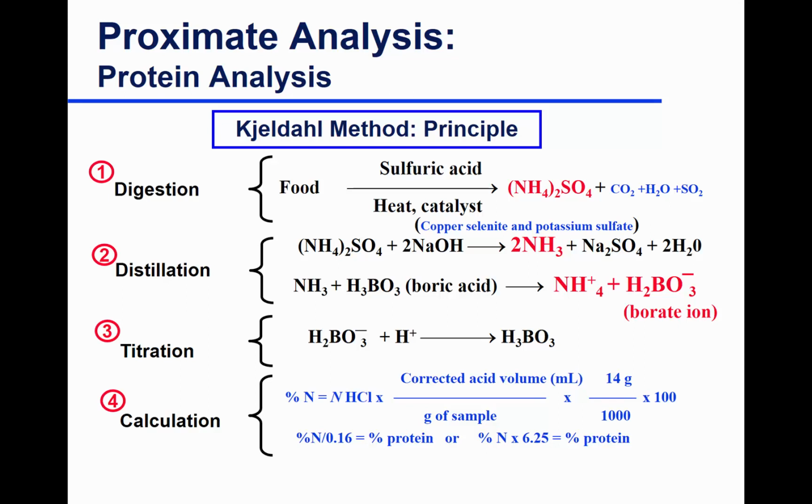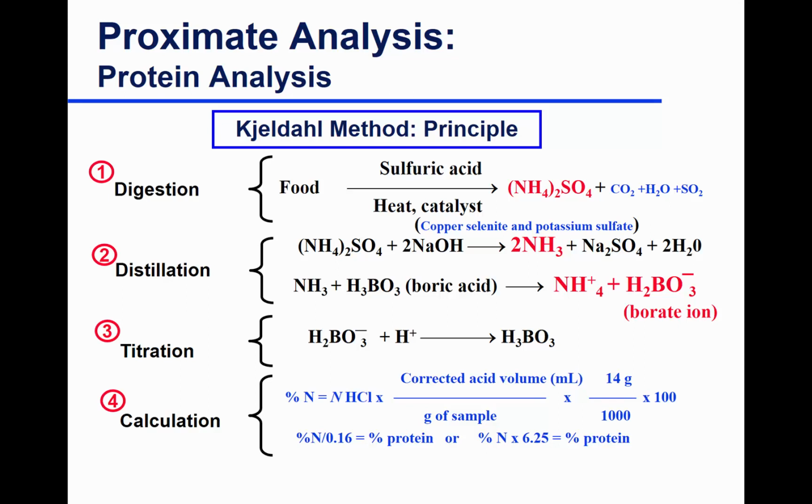So 1 molecule of ammonium to 1 molecule of ammonium borate. This is very important that they are equimolar. The final step is you titrate the borate back to boric acid. Right? And the reaction is also equimolar. Number of moles of borate would be at equilibrium equal number of moles of hydrogen ions from HCl, from the acid. So number of moles of borate equal number of moles of the acid.